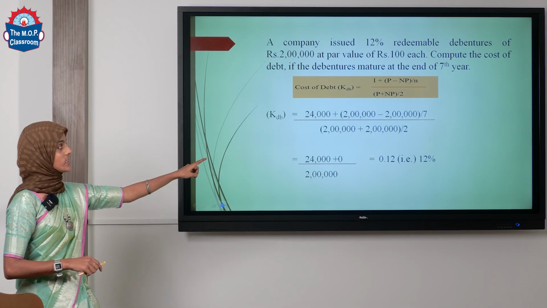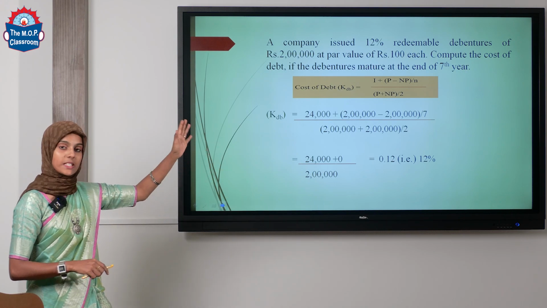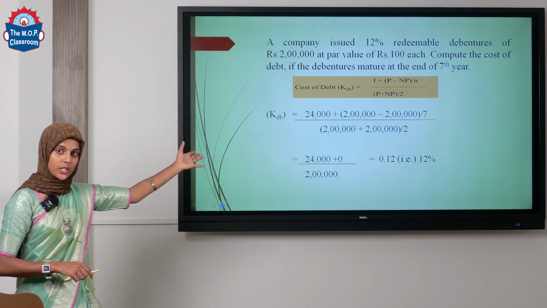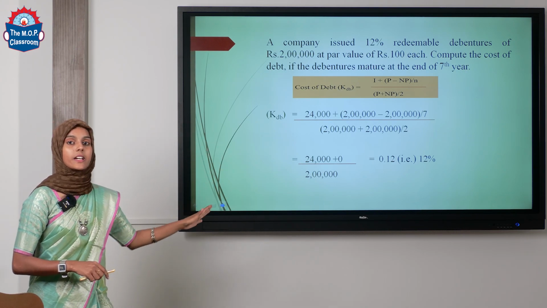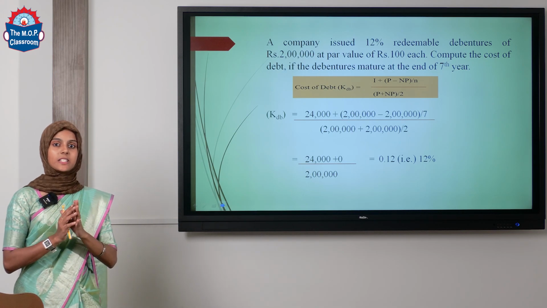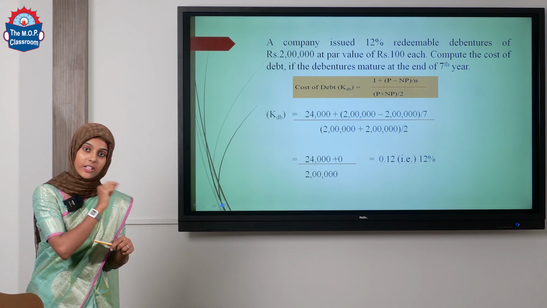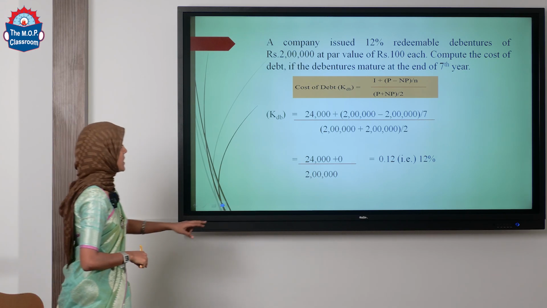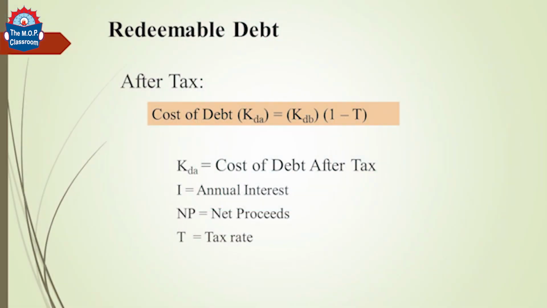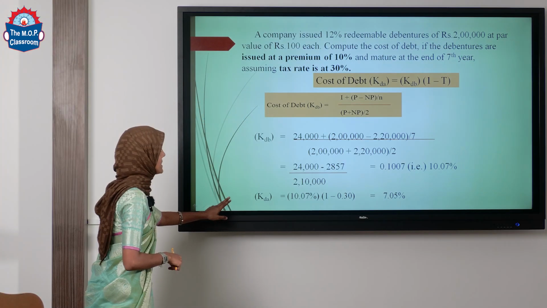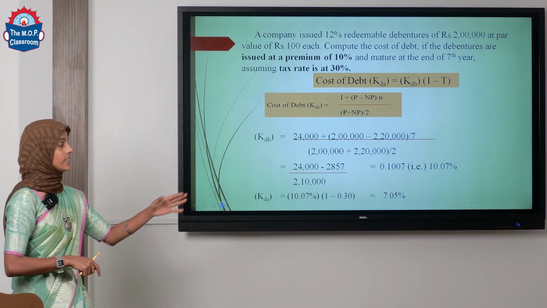So, upon using the formula we will get the same 12%, which is already given in the question, because here the debentures are issued at par. When the debentures are issued at par, the percentage that is already given in the question will be the answer. Moving forward, what if it is the after tax rate? In the same question, if there is a tax rate, we have to apply the tax rate.